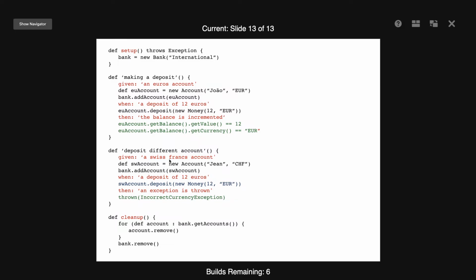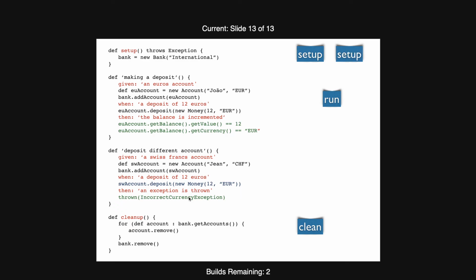And the same for this test. In this test, what you want to test is that if you try to deposit euros in a Swiss franc currency account, then you expect to get an exception. So let's see how it works. The way it's going to run is that the setup runs, then you run your test, and then you clean. Then you set up again, you run the second test, and you clean.